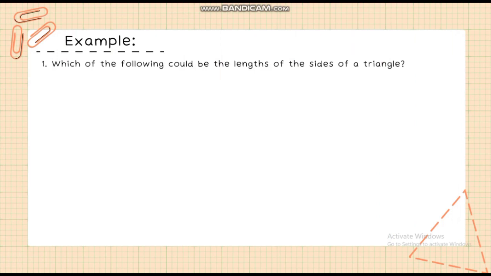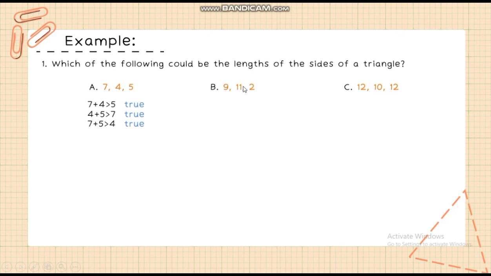Now let us have this example. Which of the following could be the lengths of the sides of a triangle? Let us have these first side lengths: 7, 4, and 5. 7 plus 4 is greater than 5. 4 plus 5 is greater than 7, which is true. 7 plus 5 is greater than 4, which is true again. So, since these side lengths satisfy the theorem, therefore the side lengths can form a triangle.